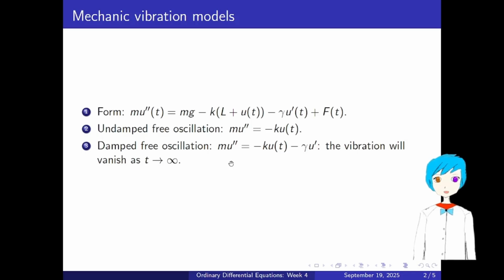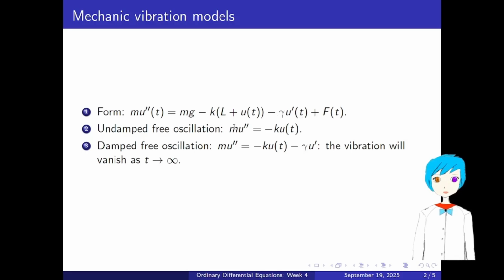For those models, we have a mass tied to a string. The string force will offset gravity, but if we perturb the system a little bit, then the object will start to move. So the equation is mass times the acceleration equals gravity minus the string force minus the air friction plus the external force, capital F.